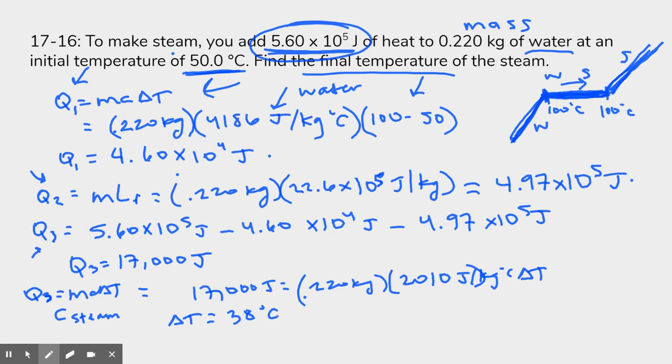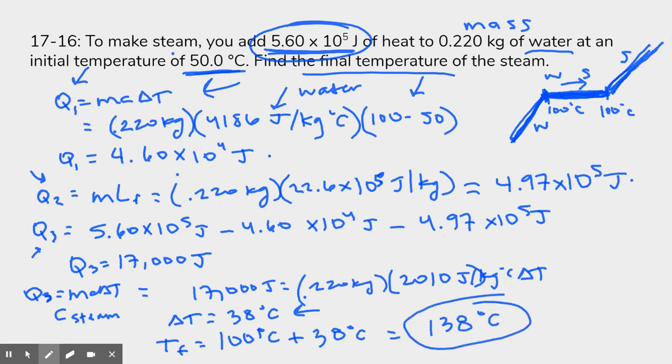Well, we know that the final temperature of steam is, well, initially it's at 100 degrees Celsius. All steam has to be at least 100 degrees Celsius, but we have an additional 38 degrees Celsius here. So that means the final temperature of our steam is 138 degrees Celsius. So that was actually quite a bit of work. Not really a lot of work, but it was several steps, and it can be hard to keep track of all those steps. So be sure to label your Q values accordingly.